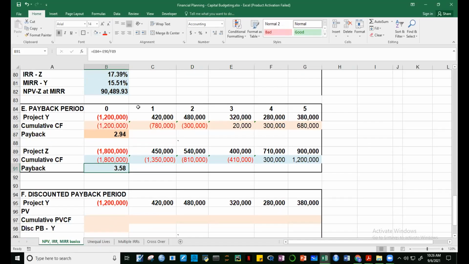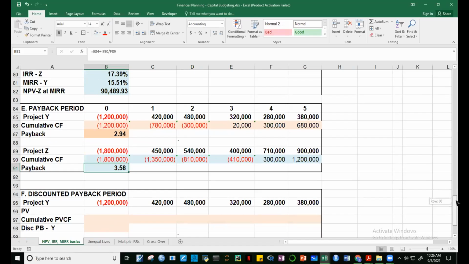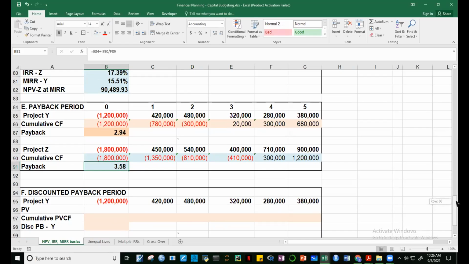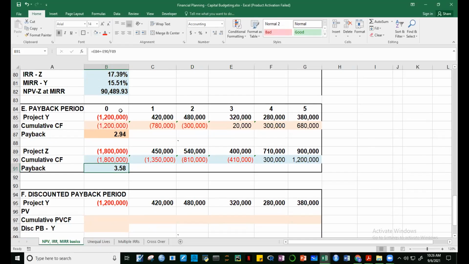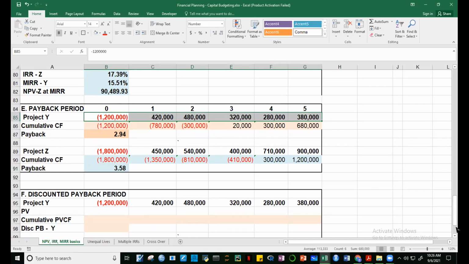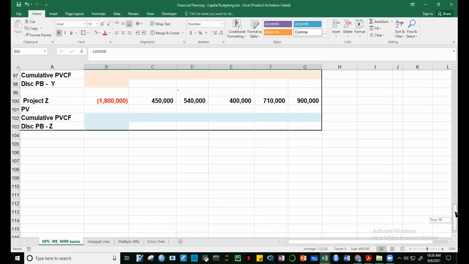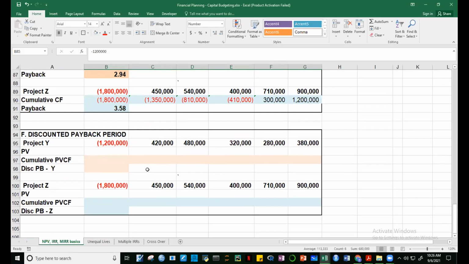Mas malaki yung payback period ni Project Z. Oftentimes, yung iba hindi ginagamit yung payback period kasi nga we cannot actually add yung cash flows na to kasi they belong to different time frames. So there's another one which we call the discounted payback. So sa discounted payback, we do not use yung cash flows na to, the original cash flows. Rather, what we use is the present value. So let's get the present value of this.